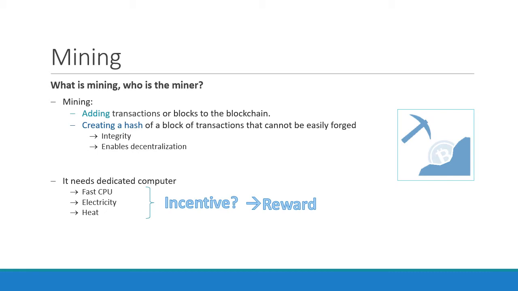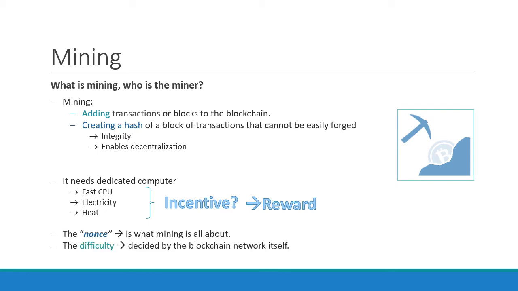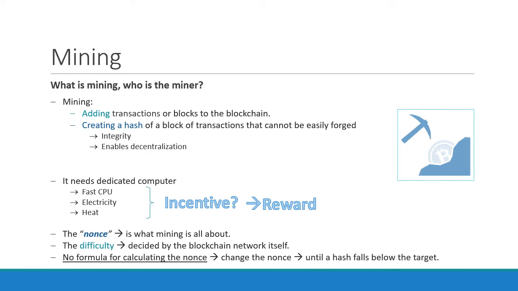We heard about the nonce in the previous part, which is a field of data found in every block. This nonce field is what mining is all about, whereas the difficulty is a value decided by the blockchain network itself. It should be clear that there is no formula for calculating the nonce. Miners change the nonce again and again until the hash falls below the difficulty, which is the target.